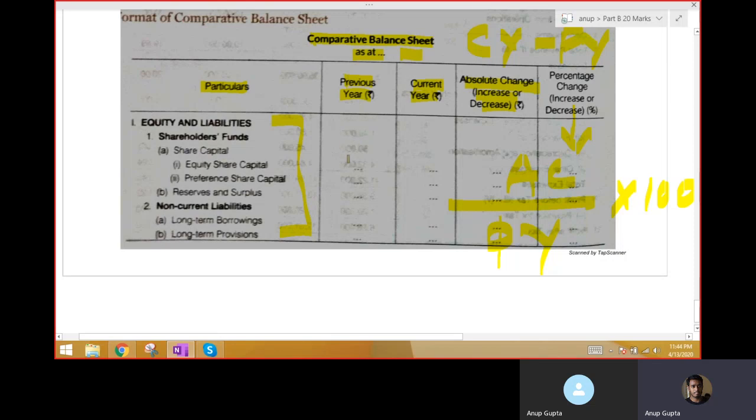Okay. We just write the amount here, find the absolute change by using this, and then find the percentage change by using this one. Okay, I hope you have understood. Okay, if you still have a doubt, you can comment below.